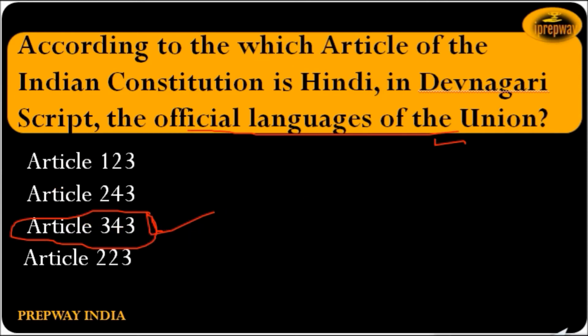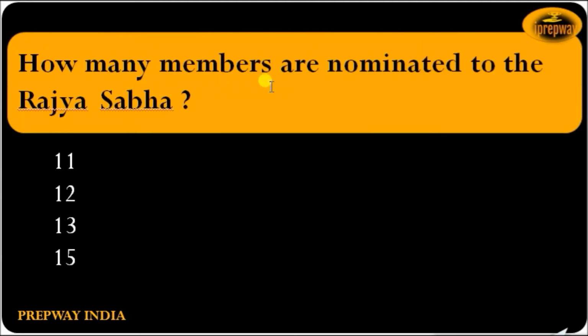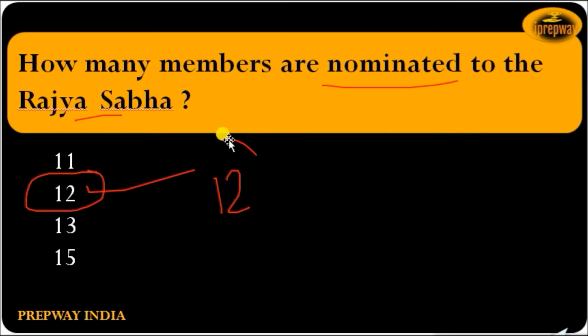Now the next one is: how many members are nominated to the Rajya Sabha? First option is 11, second is 12, third option is 13, and fourth option is 15. Please try to choose the correct one. So the correct answer is 12. There are 12 members nominated to the Rajya Sabha by the President of India.